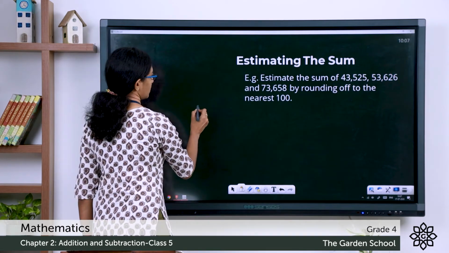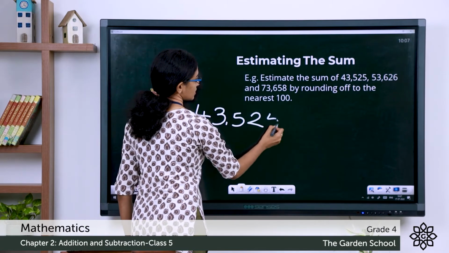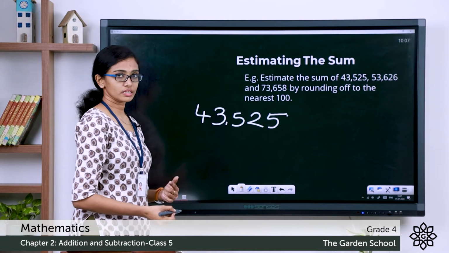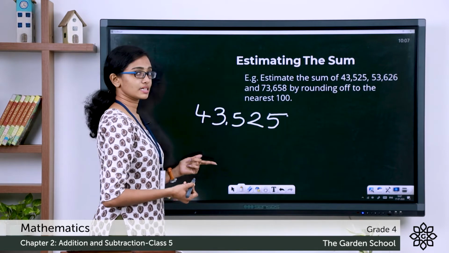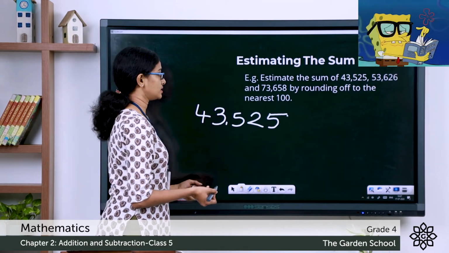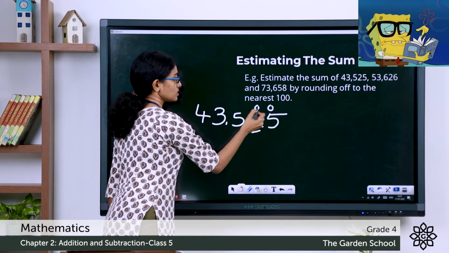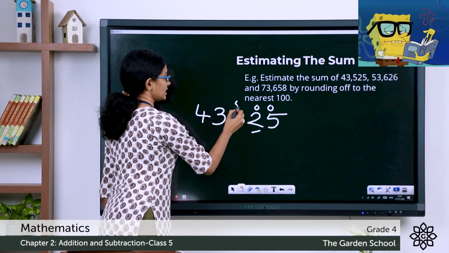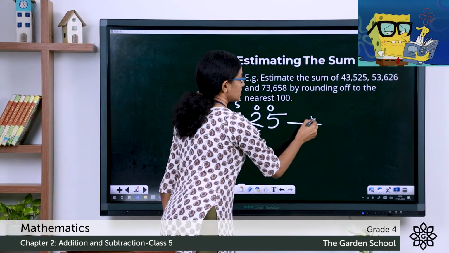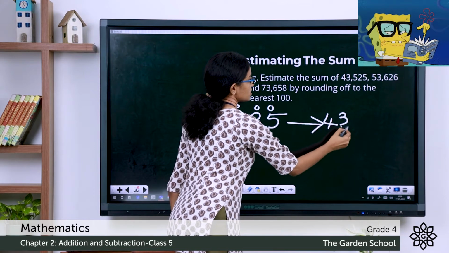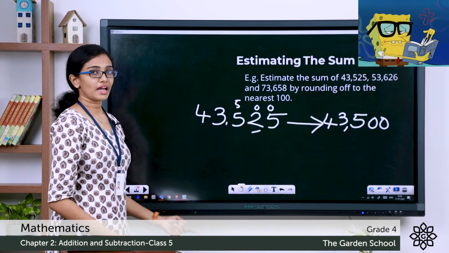The first number, 43,525. To round off to the nearest 100, the rounding digit is the hundreds digit. We have to check the digit to the right of the rounding digit. So it is 2 here. So we just change the tens and ones to zeros and keep the rounding digit as it is. So 43,525 rounded off to the nearest 100 equals 43,500.